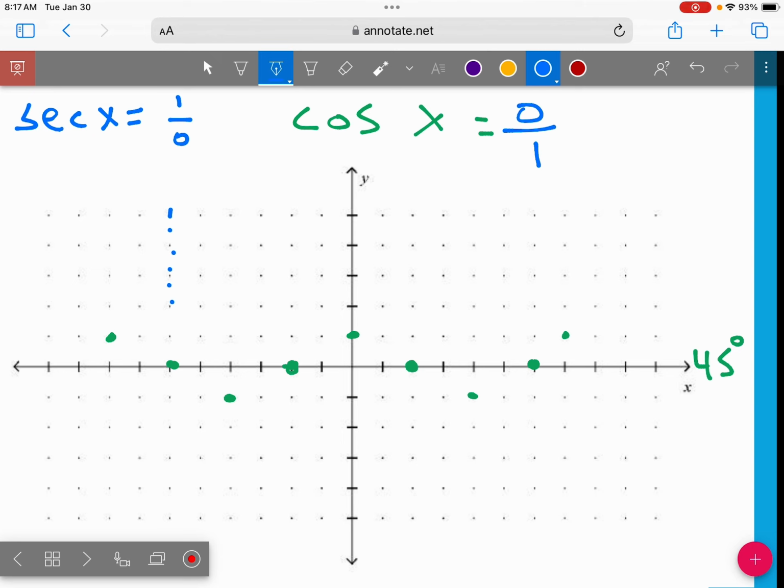And the way we show that is just with a dotted line every time cosine equals 0. So we're going to have one there. We're going to have an asymptote there.